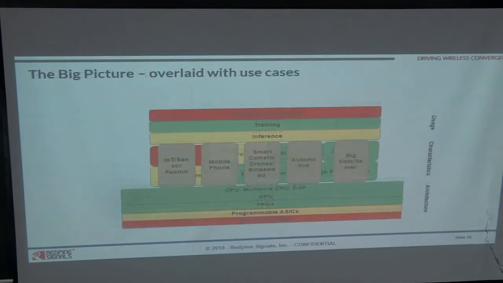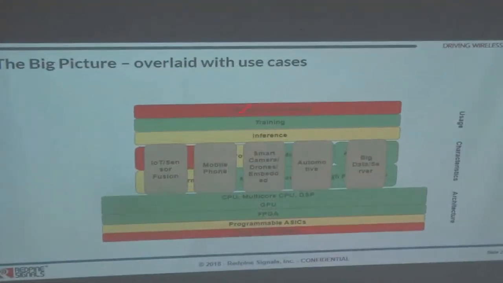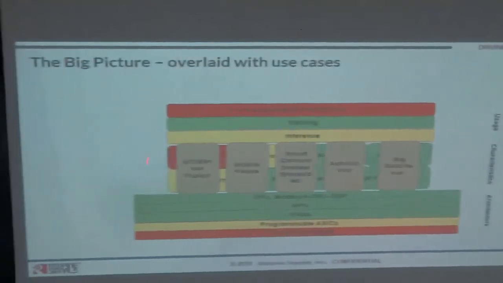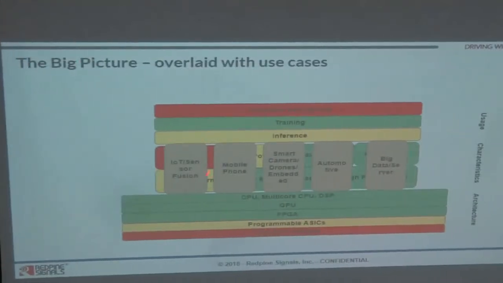So this is how it will look when you overlay your use cases. On this side, you have ultra low power applications, such as IoT or sensor fusion, where you are trying to do things on the device itself. And then as you go to the right, you have big data and server class chipsets, in which you are sending data via the cloud to a very high powered device, and you are doing the computation there. In between, they have this different class of devices.